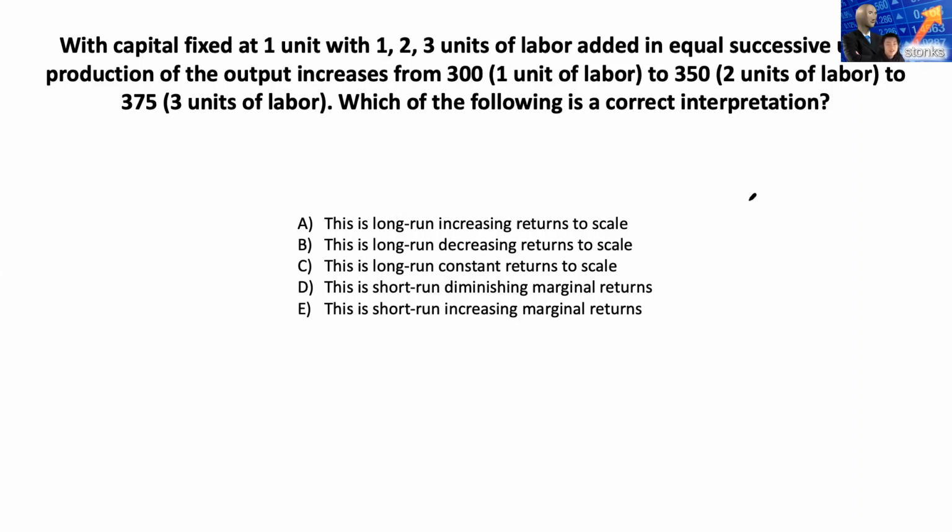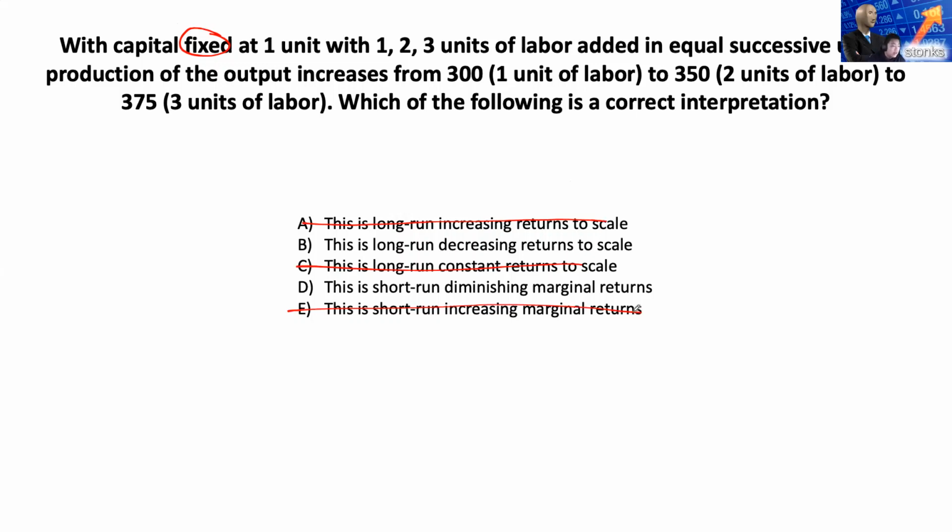So from here we can see capital fixed at 1 unit, all right? Fixed is a big word here. With 1, 2, 3 units of labor, we can see it is decreasing: 300 to 350 to 370. So it first goes from 300 to 50 to 25. That's decreasing marginal returns, so we can cross out any of the increasing ones or constant ones.